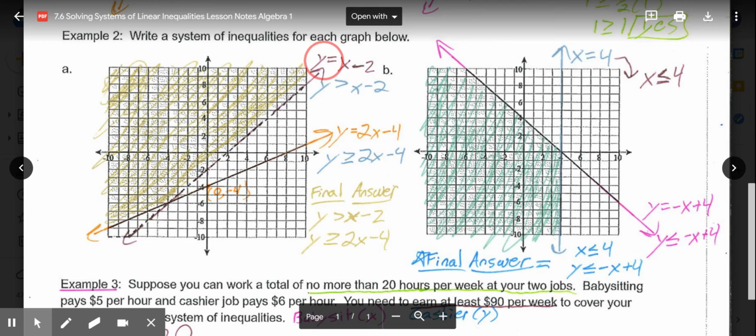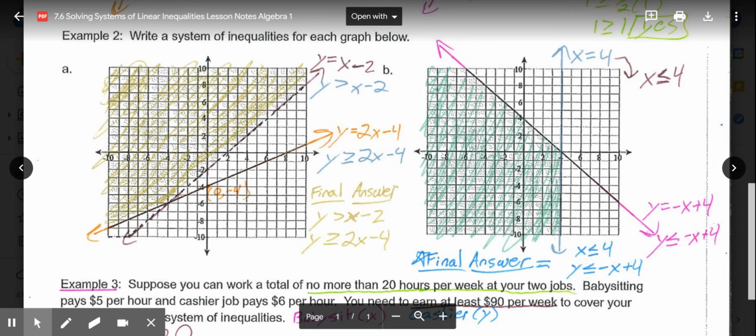So that equation would be y equals x minus 2. Now to make it into an inequality, we would first need to decide, is it solid or dashed? Well, it's dashed, so I know it's less than or greater than. Then the shading's off to the left.